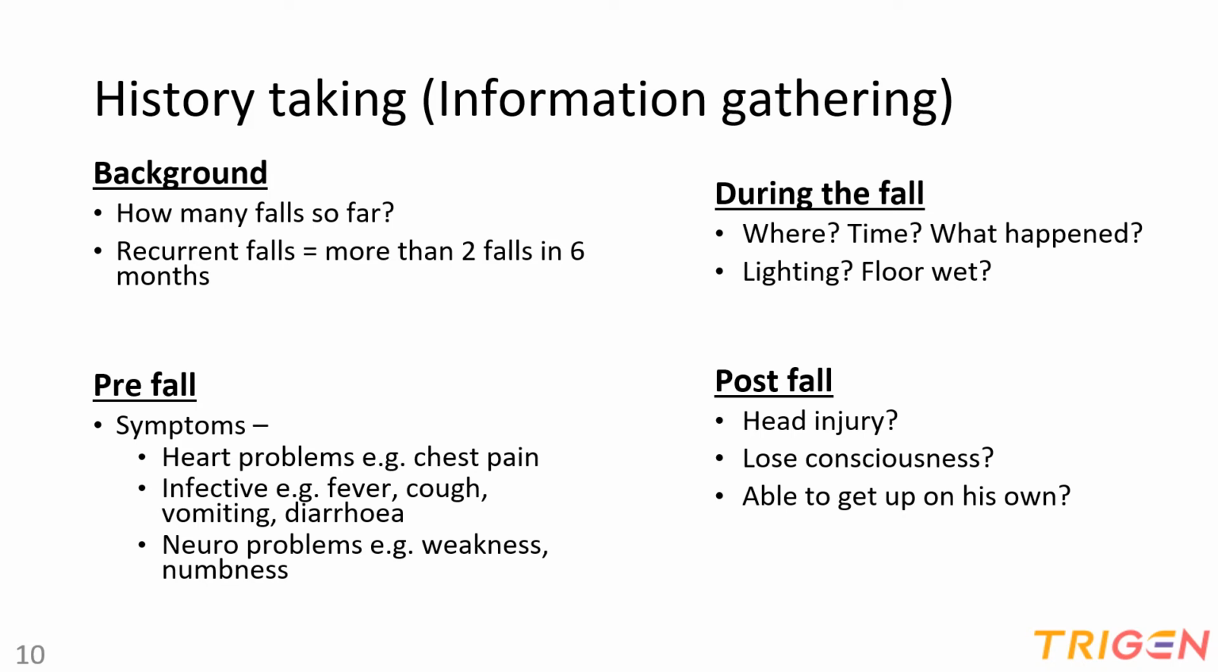We can also ask more about what happened during the fall. For example, where did the fall occur? What time of day was it when the fall happened? For example, if the time of day was after midnight, we can be worried that it might be due to poor lighting that led to the fall. And we can also ask about what exactly happened during the fall, whether the lighting was bad, and whether the floor was wet. After the fall, we can also ask whether there is any head injury, loss of consciousness, and whether Mr. Tan was able to get up on his own.